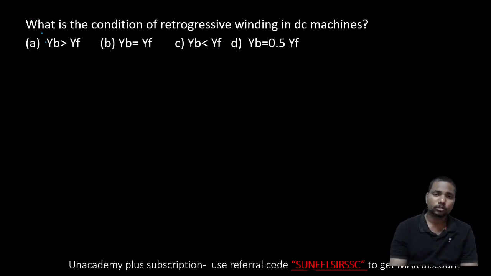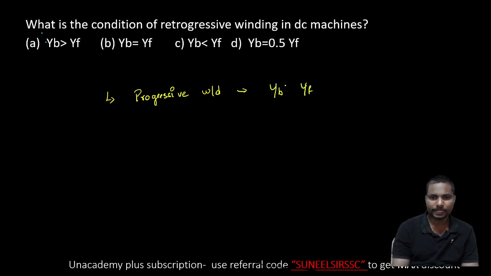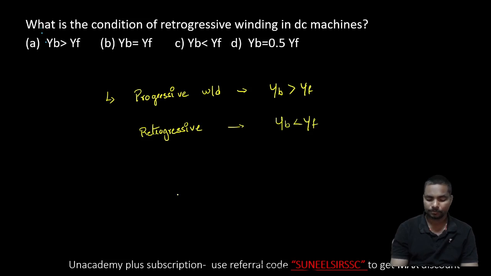Here they are asking the question about progressive and retrogressive winding, the condition for the retrogressive winding. Here is the relation between YB and YF. In progressive winding case, back pitch is more than the front pitch. In case of retrogressive, back pitch is less than that of the front pitch. So they are asking retrogressive, back pitch is less than the front pitch. So the answer is option C.